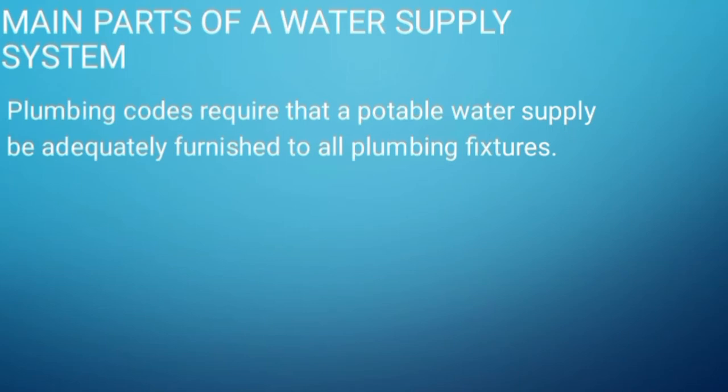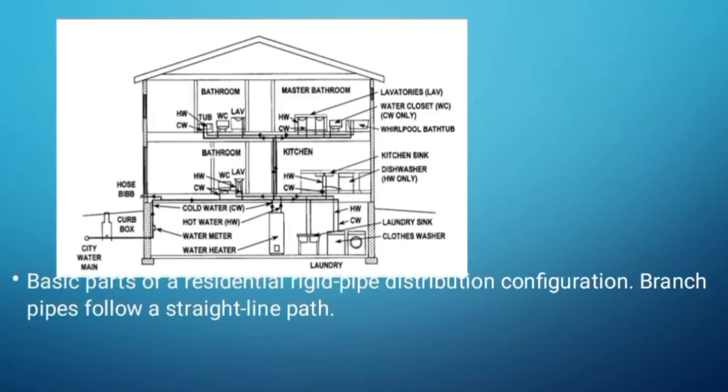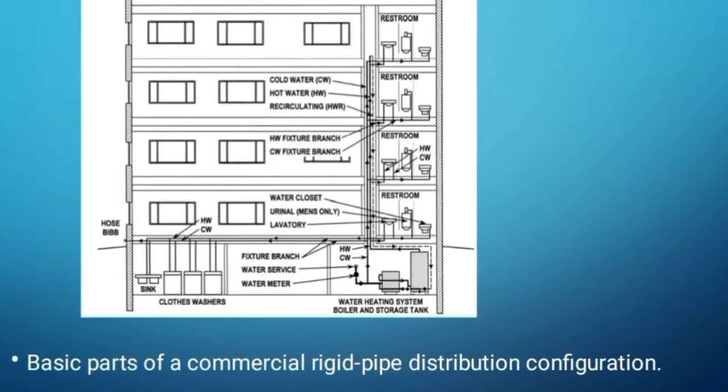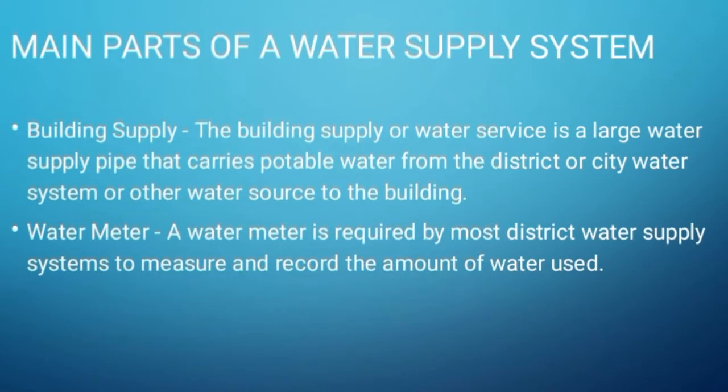But before that, let's familiarize ourselves first with examples of rigid pipe distribution configuration. The first one is the residential type. Just look at the illustration for more information. The next one is a commercial rigid pipe distribution configuration. Let's move on to the main parts of the water supply system.